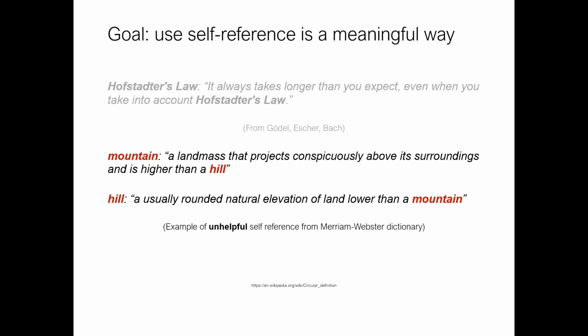We'll also find that self-reference doesn't necessarily take the direct path where the definition uses the definition, but can also be circular. Got an example of that here. A mountain is a landmass that projects conspicuously above its surroundings and is higher than a hill. Well, if you didn't know what hill is, you go back to your dictionary and you look that up. A hill, a usually rounded natural elevation of land lower than a mountain. Oh, if you don't know what mountain means, we go back up. And look at that definition. Mountain, a landmass that projects conspicuously.